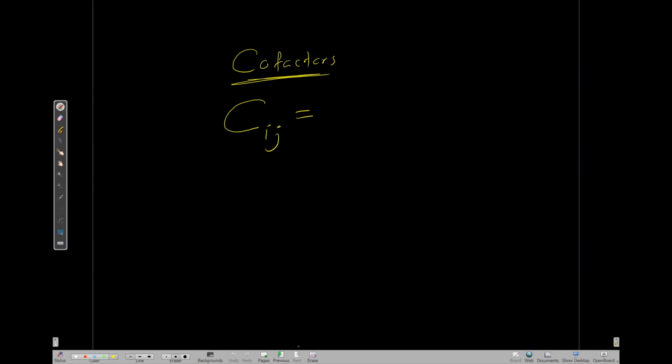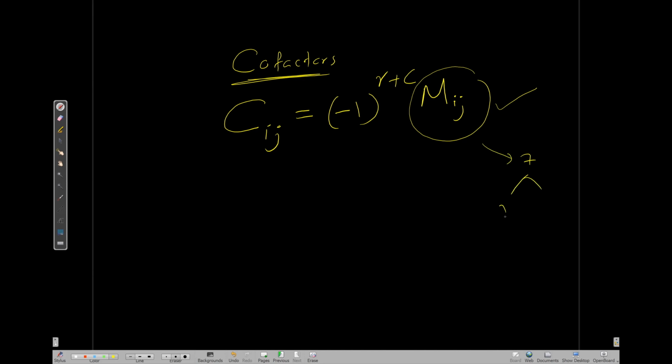So Cij is negative 1 raised to r plus c, Mij. So you already know what this is. That's minor. So minors and cofactors are almost the same. The only difference is in signs. So for example, minor can be 7 and cofactor can be either 7 or negative 7.